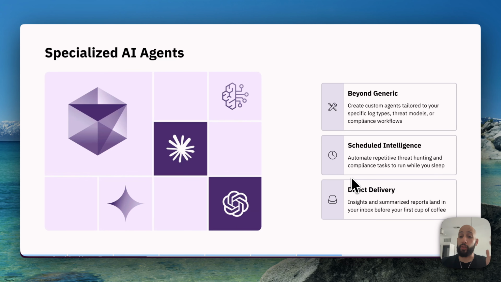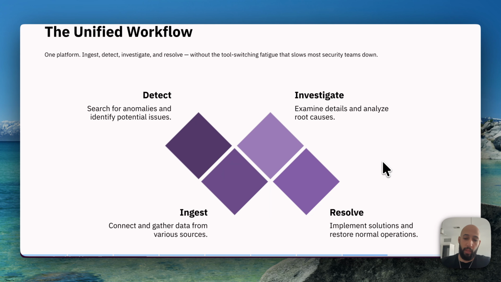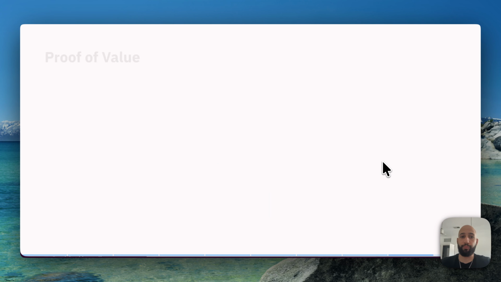And of course, one of the first things I do as we work together is enable specialized AI agents. You can think of this as automated or scheduled intelligence on your data, not just from a security perspective, but also data saving analysis since we have built-in pipelines. So what does that unified workflow look like? One platform: ingest your data, detect, investigate, and resolve, all in a unified workflow.